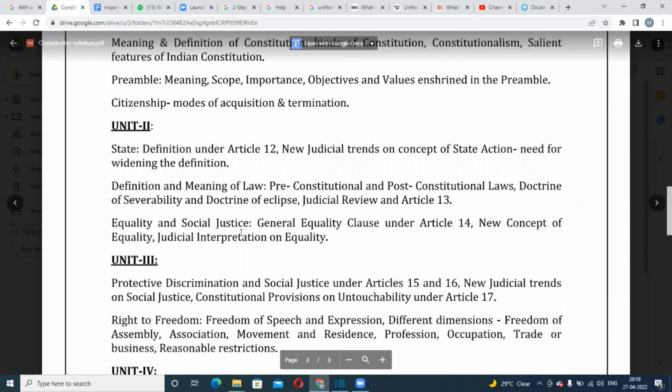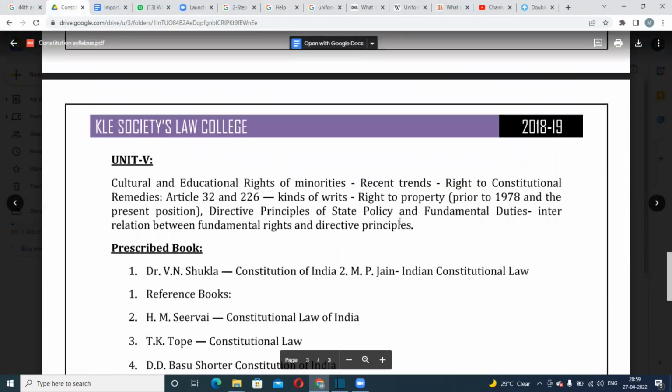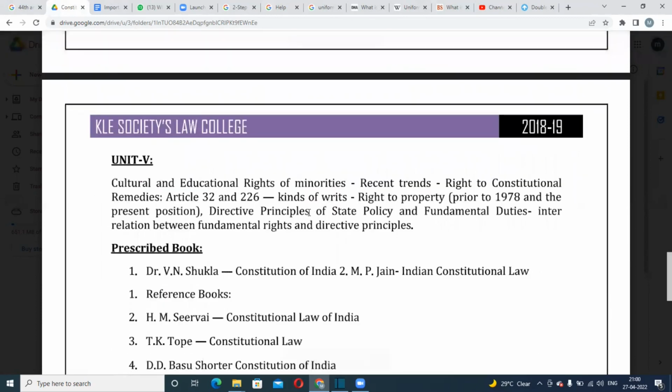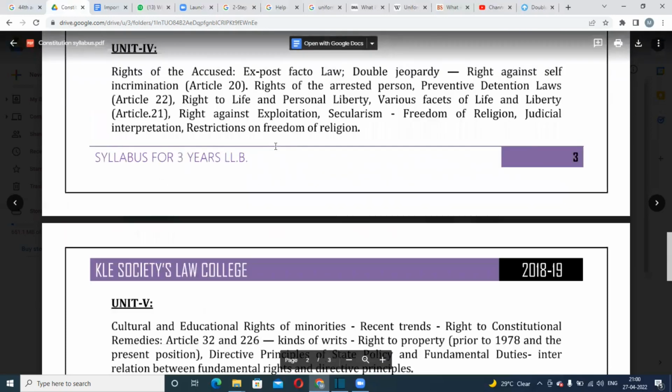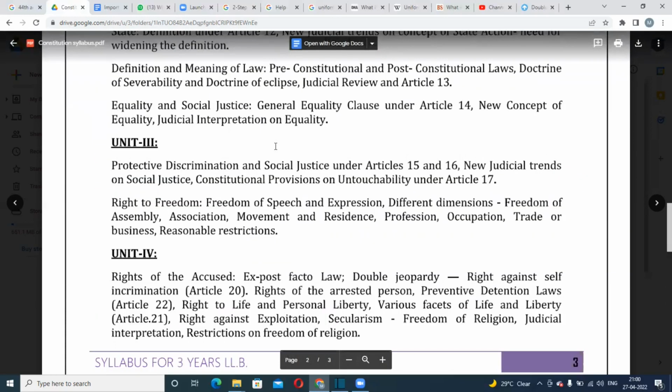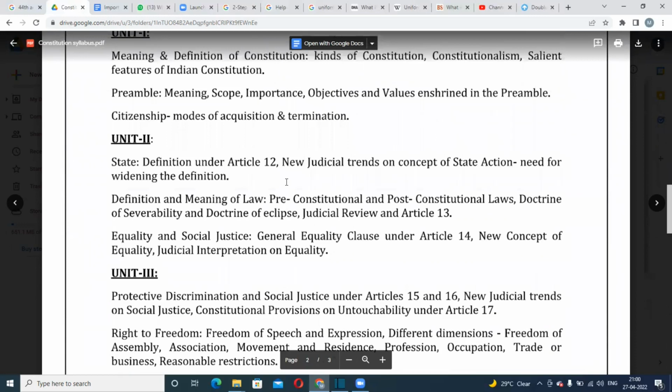There are 5 units all total, and there are articles included up to Article 51A. Yes, there are few articles which are not added in your syllabus, like Part 1. Those articles are not added, but yes, citizenship, fundamental rights, directive principles, fundamental duties, all these are part of your syllabus.